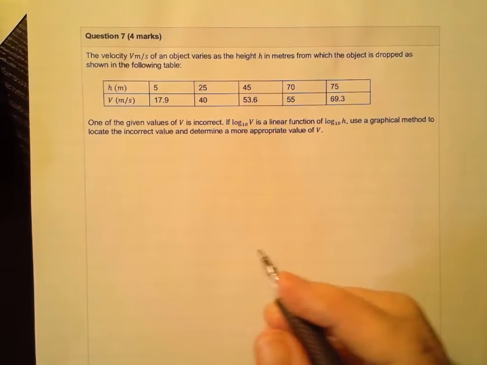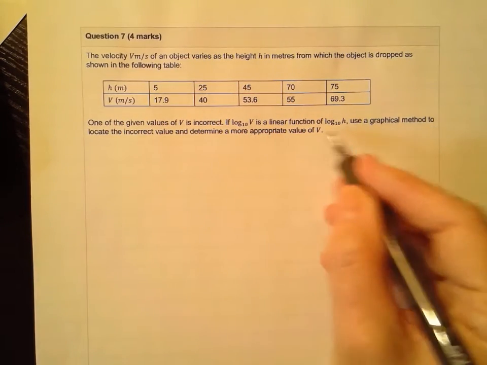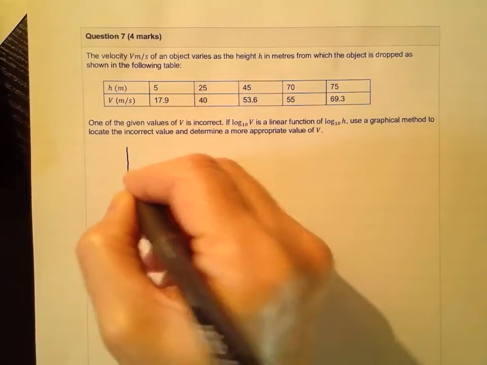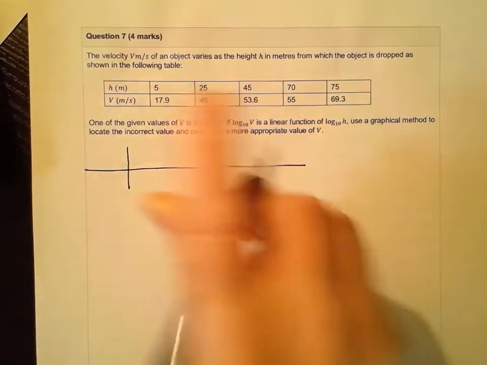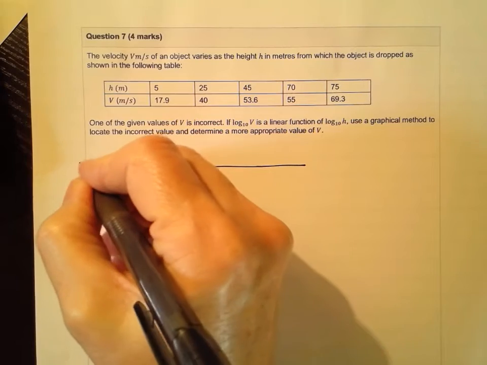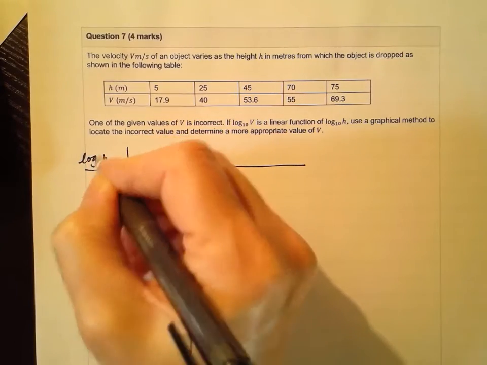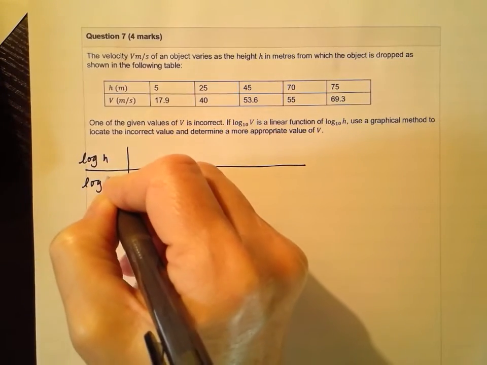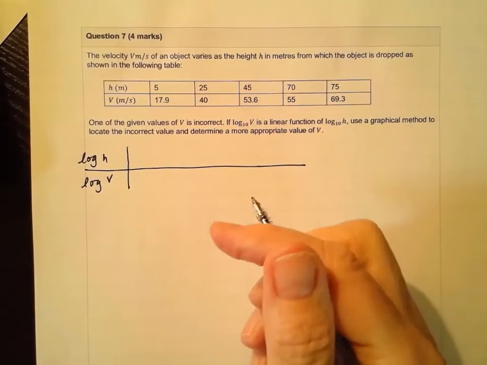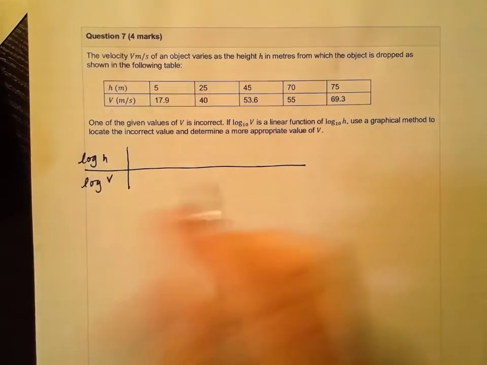Okay, so first of all, you have to not be freaked out that it says that. And you have to make a new table because this table is not linear. The table that's linear is log h and log v, and that's what they're telling you. So I'm going to type all those things in my calculator. I did that already.